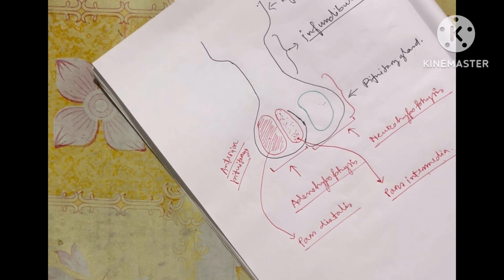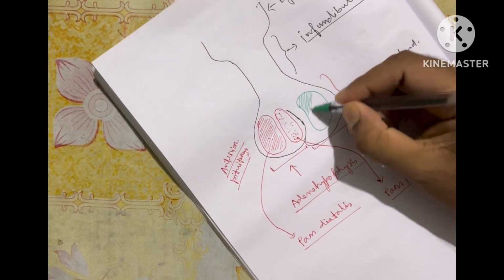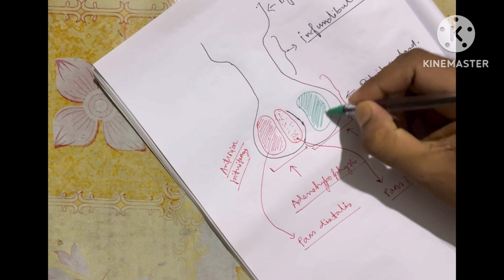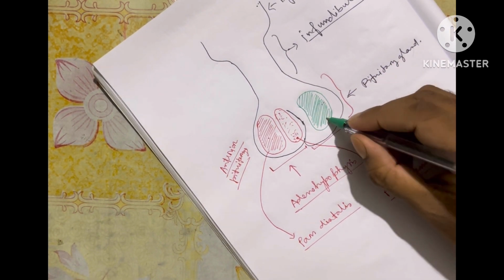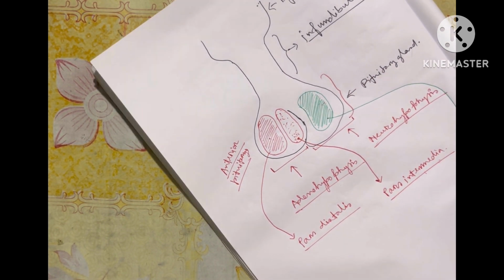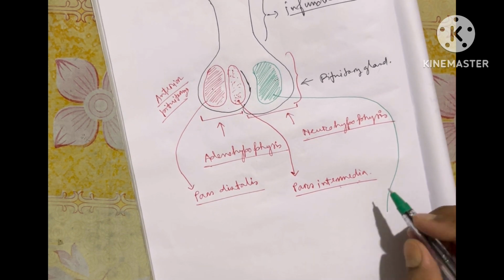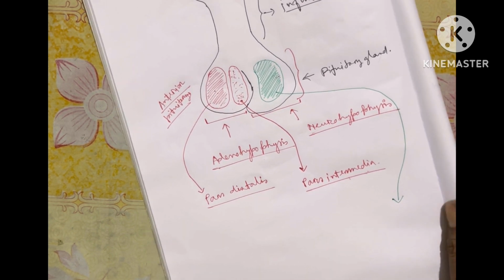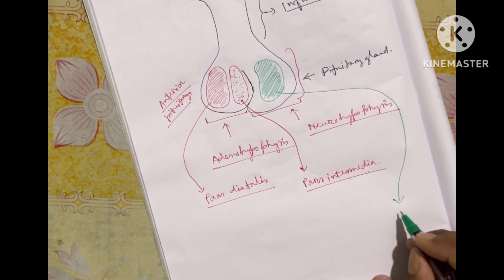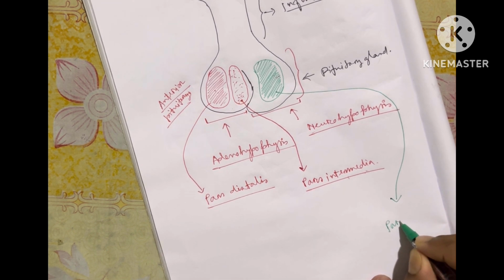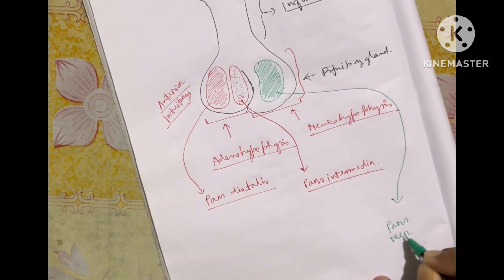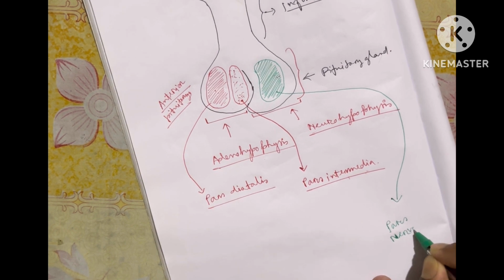And this green one, which is present at the posterior pituitary, the name of this gland is called pars nervosa.